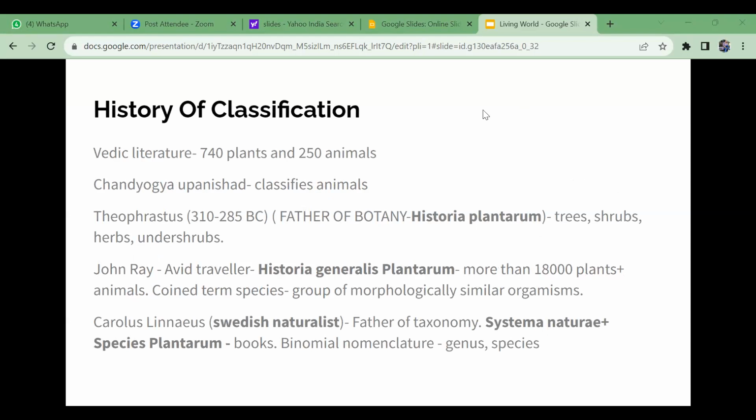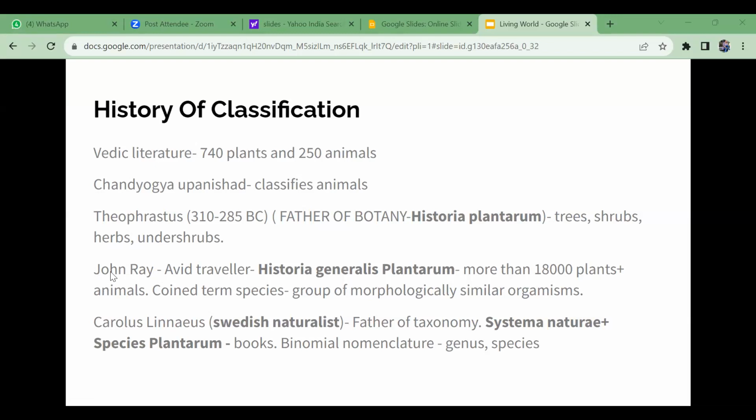Next, about history of classification. So we started classification. ये सब नहीं चाहिए. So we'll just study about Carolus Linnaeus. One John Ray is given over here, जो तुम लोगों का टेस्ट में बहुत बार question आता है ना. John Ray, he was an avid traveler. He loves traveling, and his Historia Generalis Plantarum was his book.